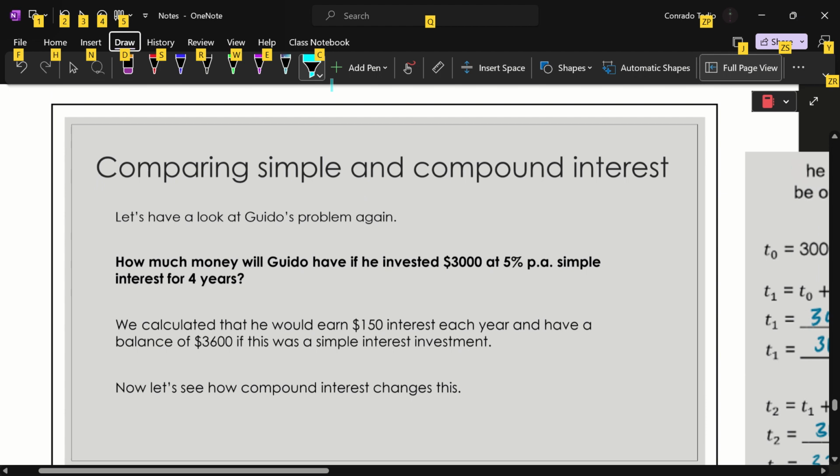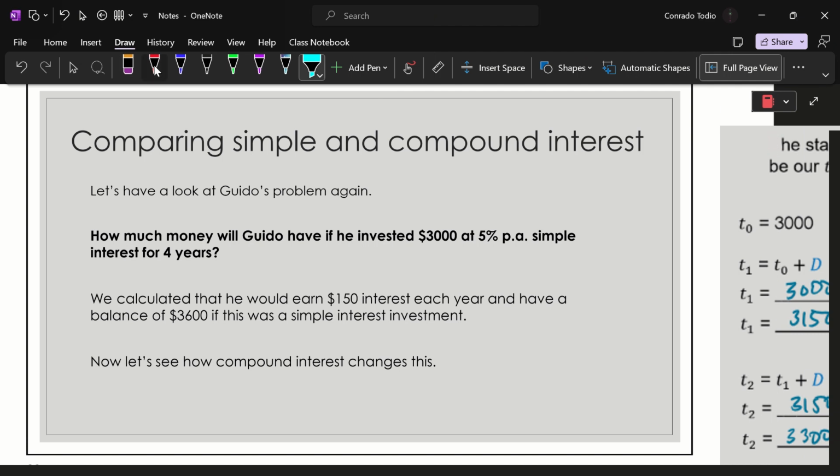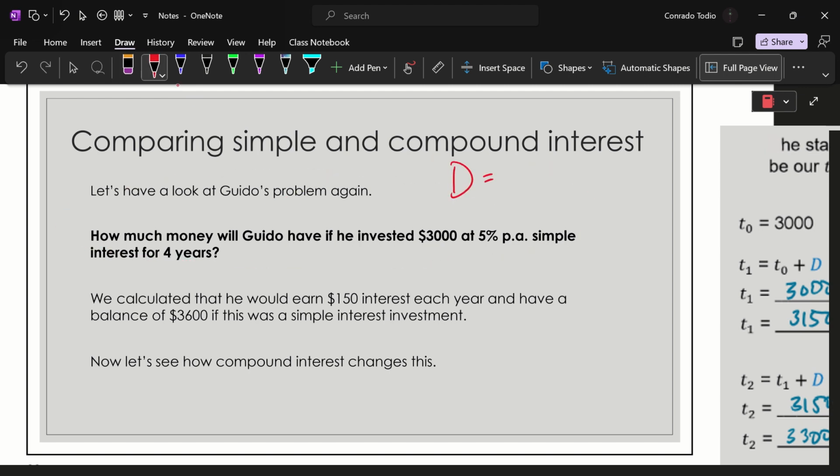Let's go back to, do you guys remember the Guido example? It was in chapter 3E, I think. In the Guido example, when we worked with Guido and we did simple interest, let's go back to this. How do we calculate the common difference for this question here? Does anyone remember the formula? It's the percentage over something, times by what? V0. The number.